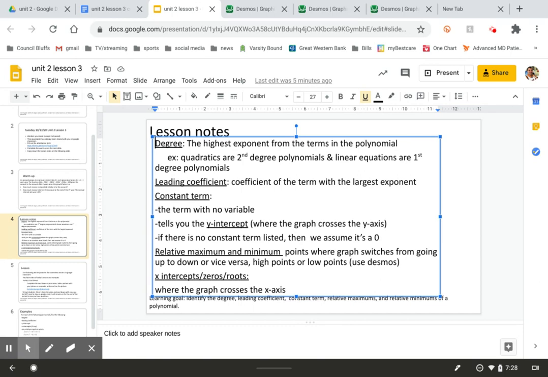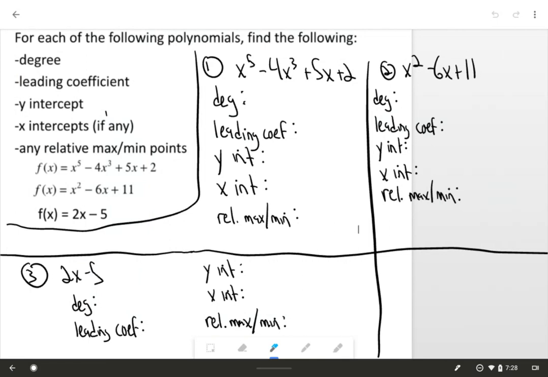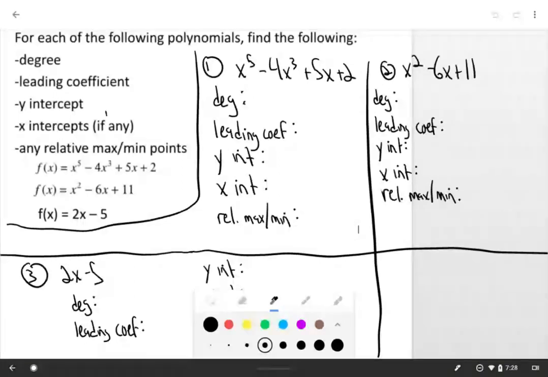So our goal for today in our examples is to be able to figure out those characteristics, either without graphing or using graphing. It doesn't matter for today. For each of the following polynomials, we're going to find the degree, the leading coefficient, the y-intercept, the x-intercepts, and if there are any relative max or min points. So let's take a look at the first one.